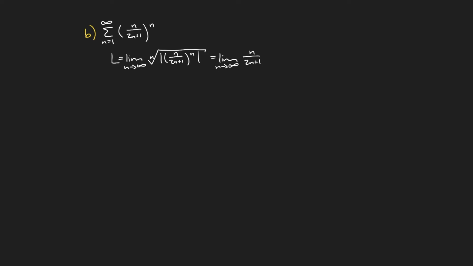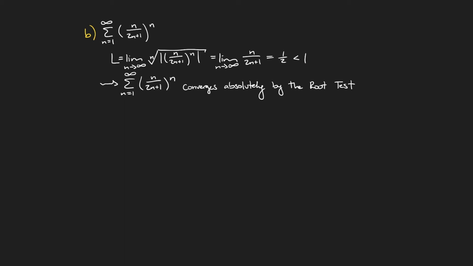Next, let's take a look at the sum from n equals 1 to infinity of (n over 2n plus 1), all raised to the nth power. Taking the limit, we see that the n's cancel, and so we're left with the limit of n over 2n plus 1, which goes to a half. This is less than 1, and so the series converges absolutely by the root test.